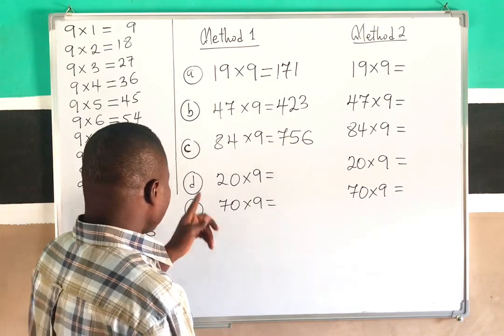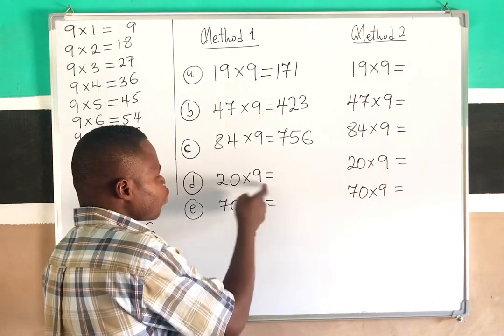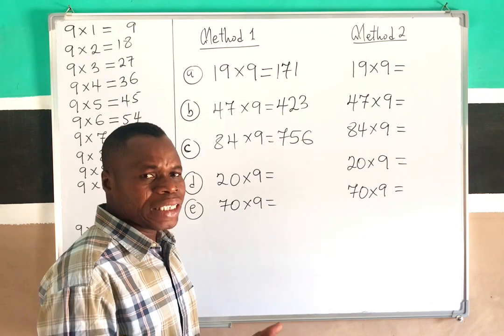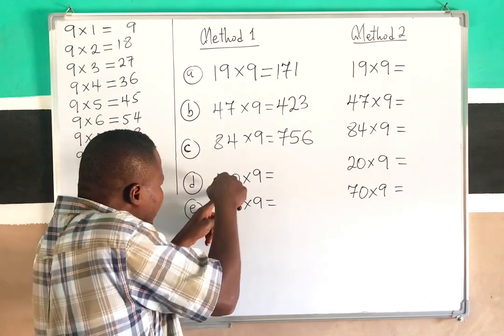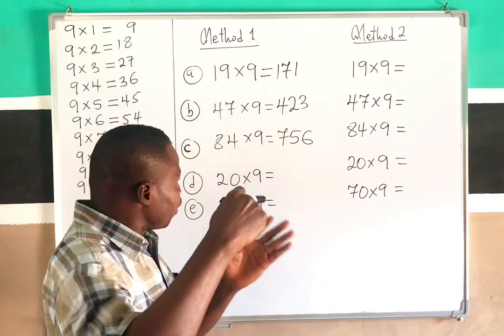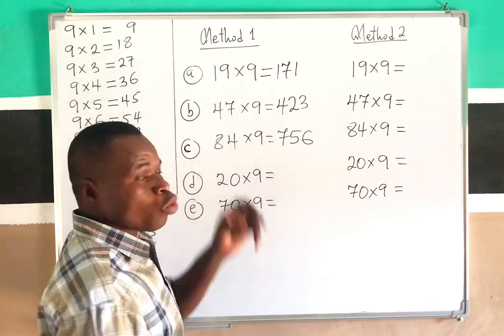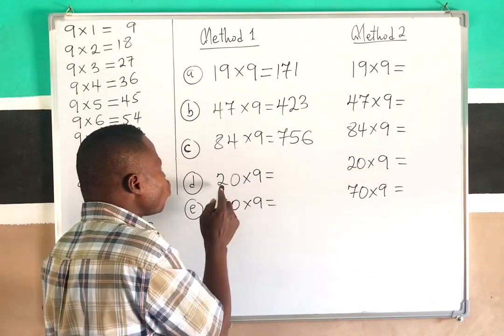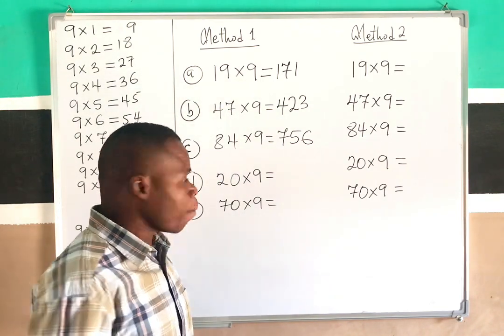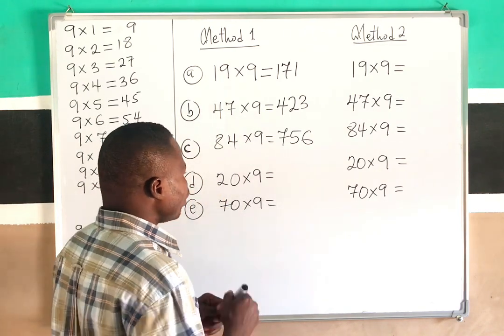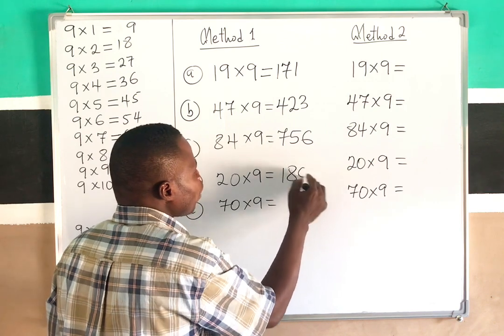Let's move to D. I have 20 times 9. This time around, you see that the last digit here is 0. So if the last digit is 0, what you do is just subtract the first digit from the number. You see, for the first example, we always consider the value after the first digit. Like 4, you consider 5. 8, you consider 9. 1, you consider 2. But if the last digit is 0, just take the first digit and subtract it from the number. So the first digit is 2. I have to subtract 2 from 20, and I'll get 18.